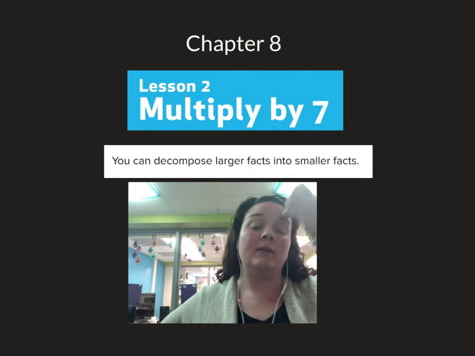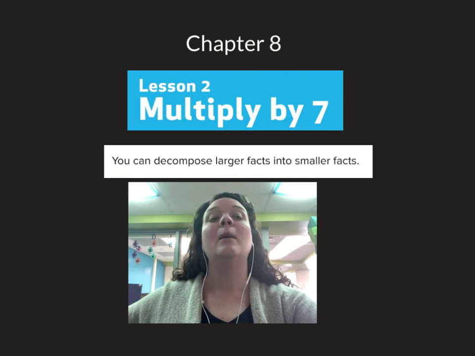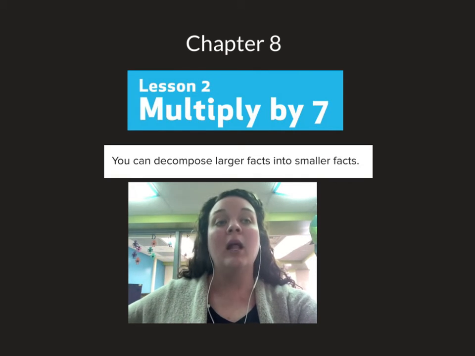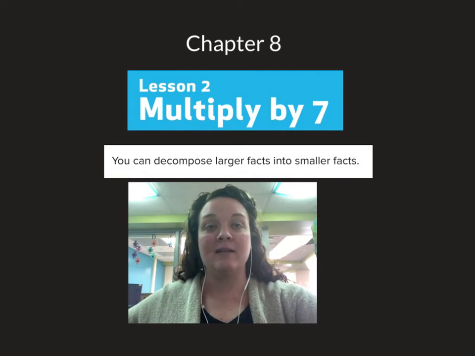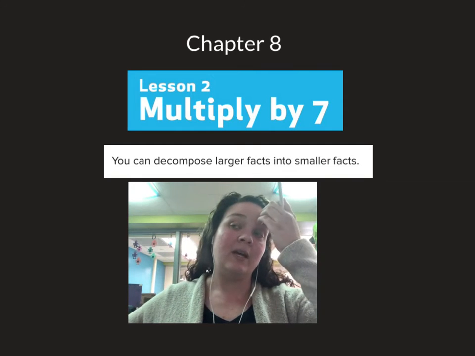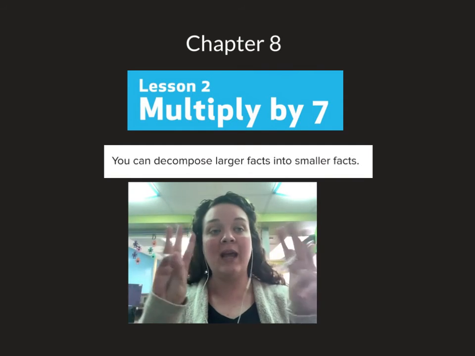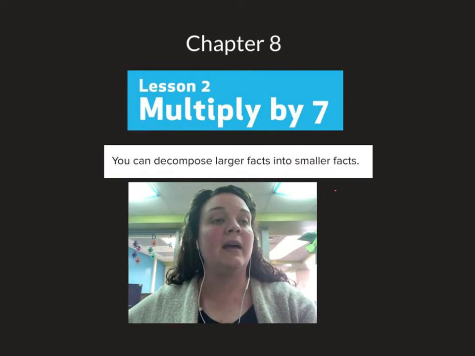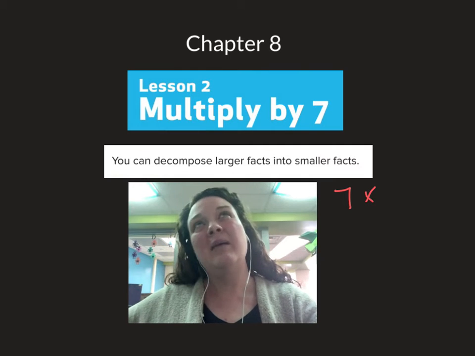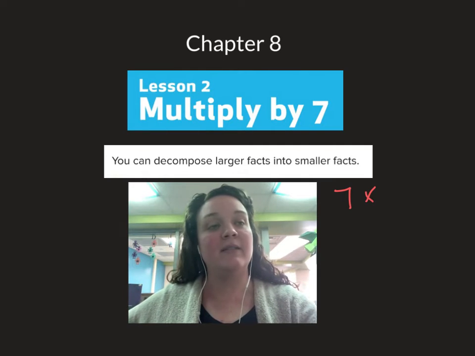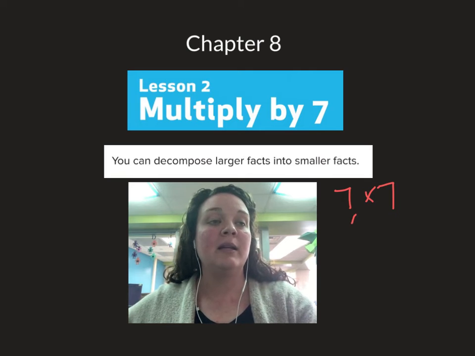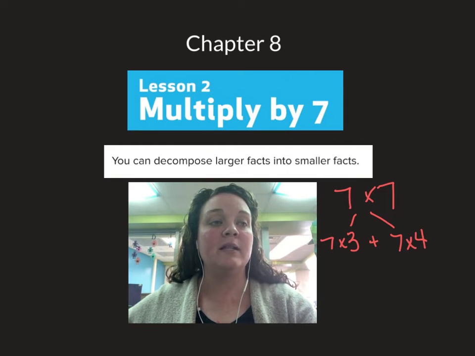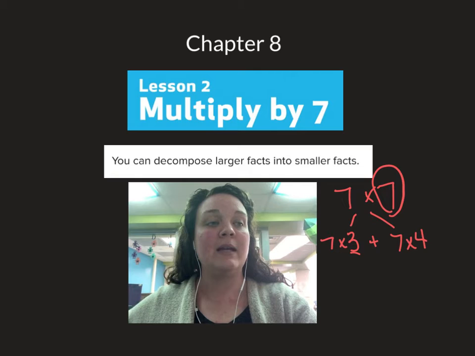Okay, so here it says you can decompose, which means break apart, larger facts into smaller facts. So like yesterday we cut 6 into 3 and 3. You don't have to do it where you're doubling. So let's say I wanted to do like 7 times... 5's pretty easy. Let's do 7 times 7. I could break that apart into 7 times 3 plus 7 times 4. See where I took my 7 and broke it into 3 and 4.